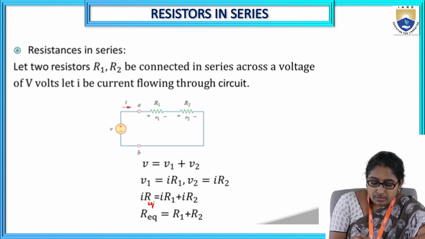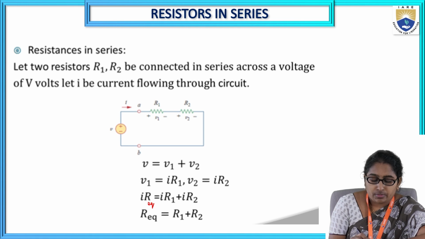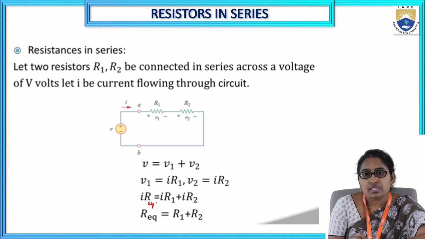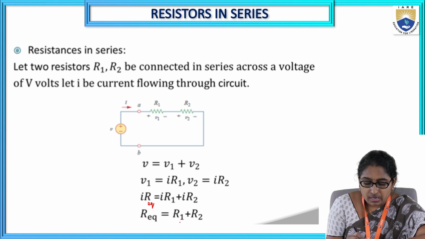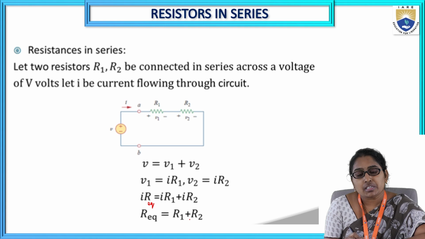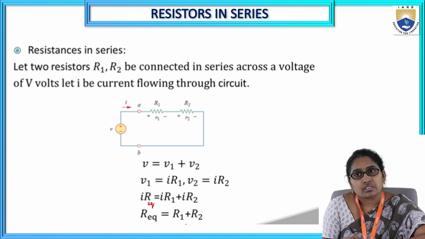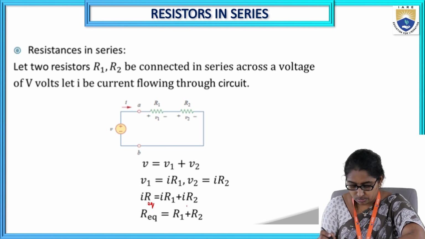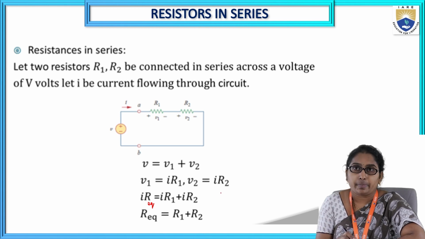So R equivalent. Cancel the similar term on both sides. On the left-hand side and right-hand side, I gets cancelled. So R equivalent is given by R1 plus R2. When two resistors R1 and R2 are connected in series, the total resistance, the equivalent resistance, is given by R1 plus R2, simply the sum.